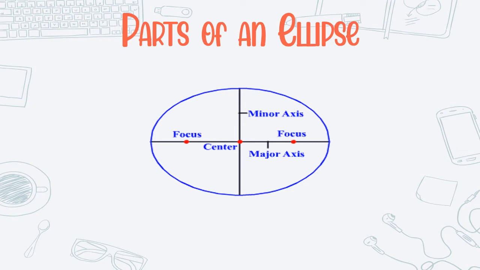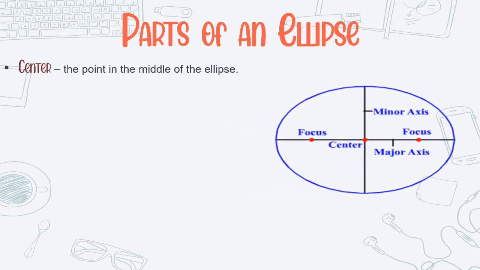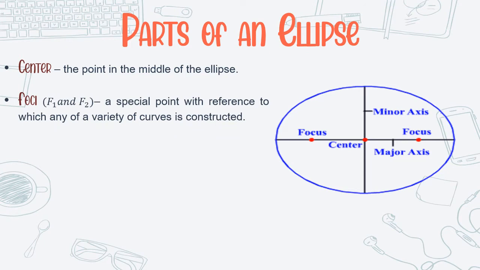Now, here are the parts of an ellipse. Let's start with the center. So, just like a circle, an ellipse also has a center, which is again the point in the middle of the ellipse. An ellipse also has foci.